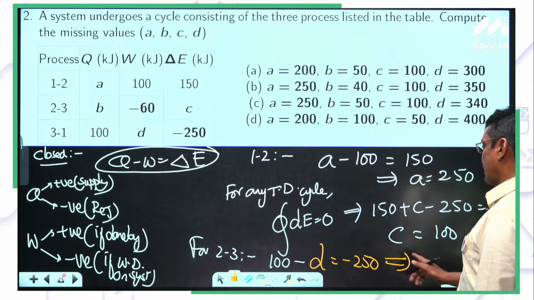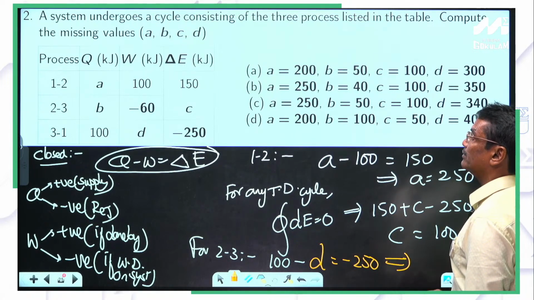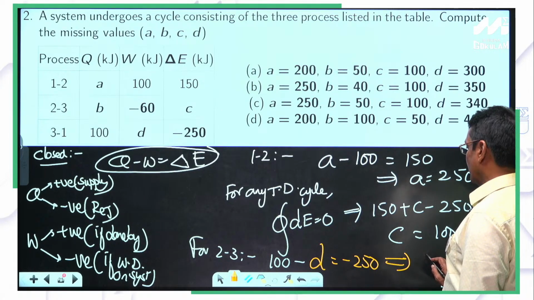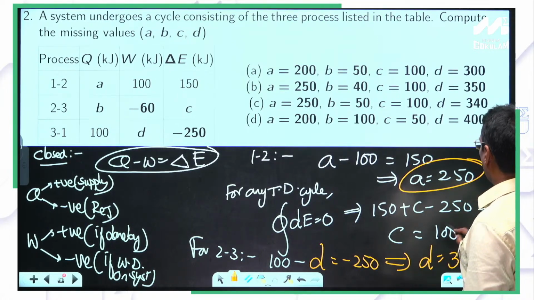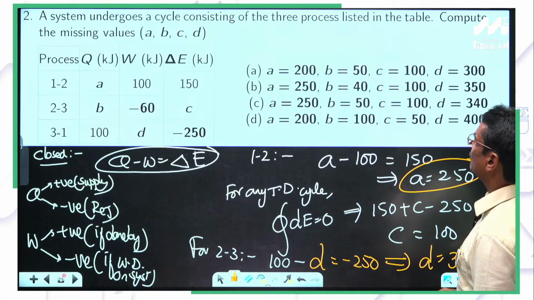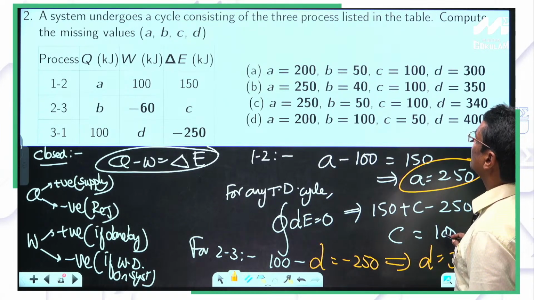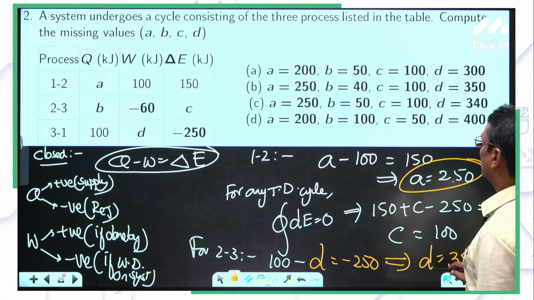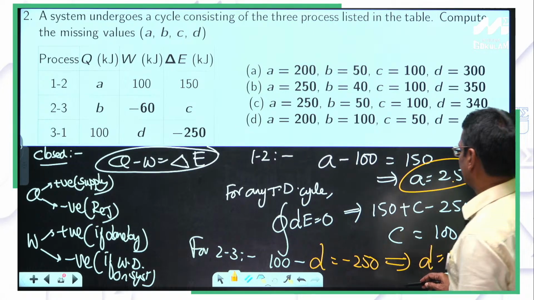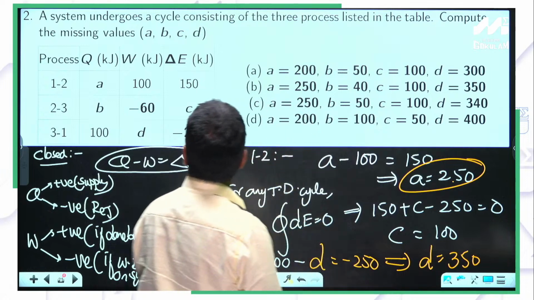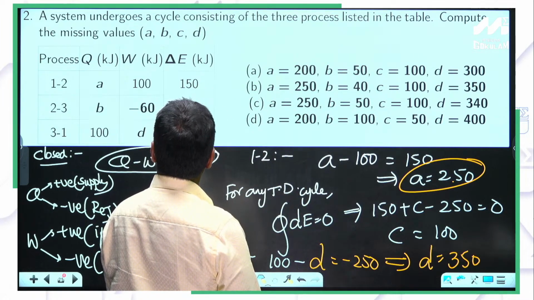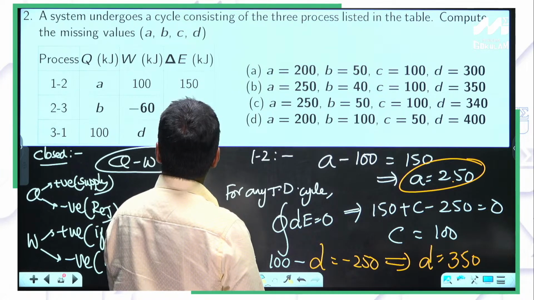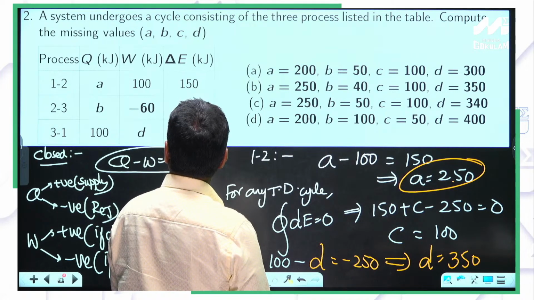250 will come to the left side, becomes 250 plus 100, 350. Right? D will be 350. I got all the answers, 250, 100, 350. Answer will be 250. C, A is 250. B will be C, we got it.